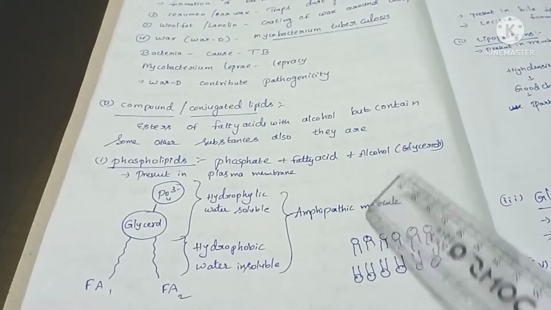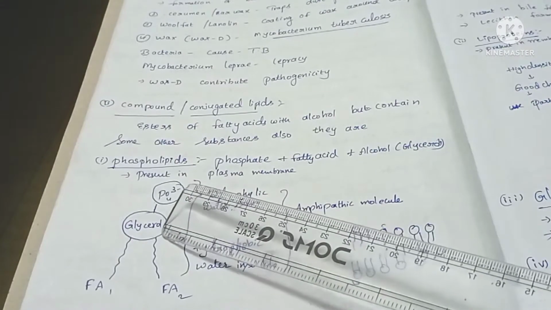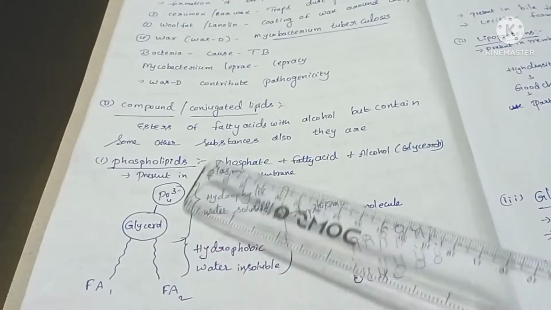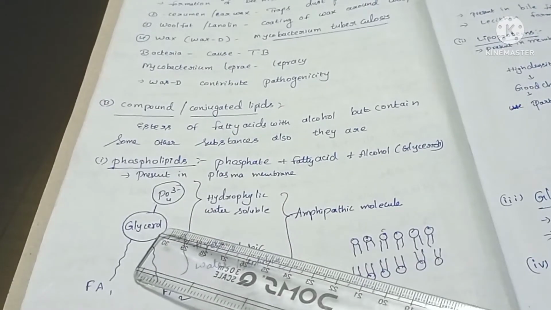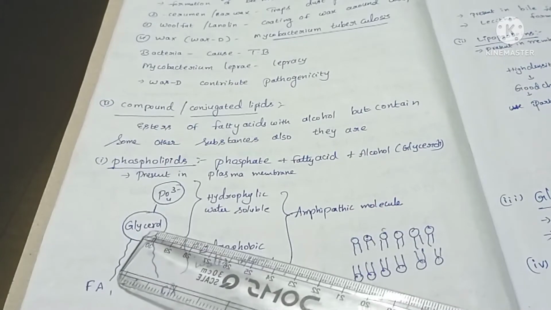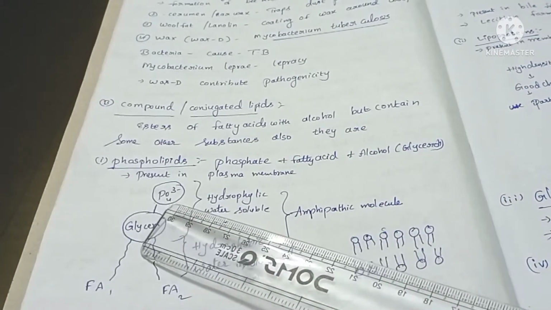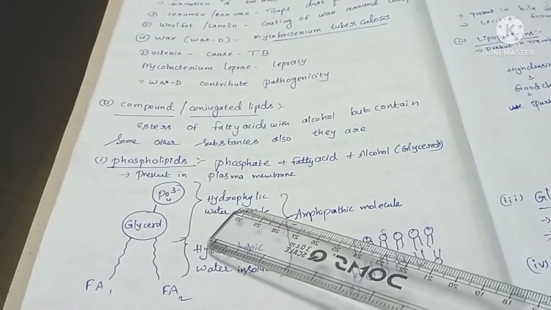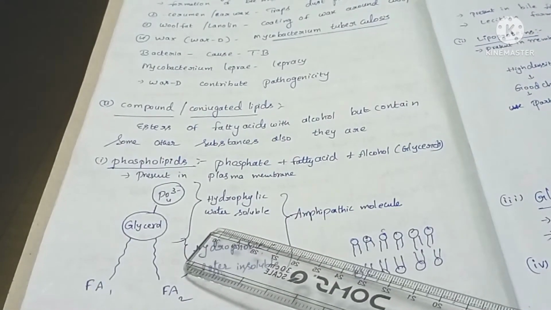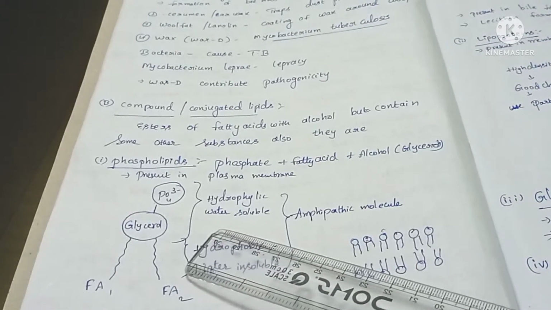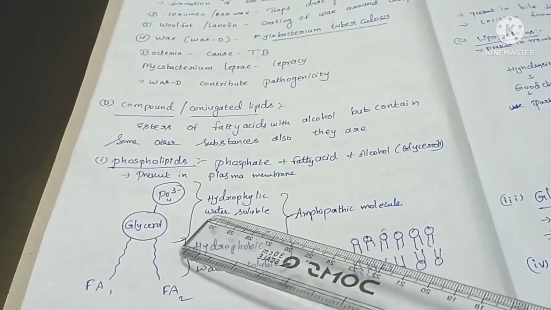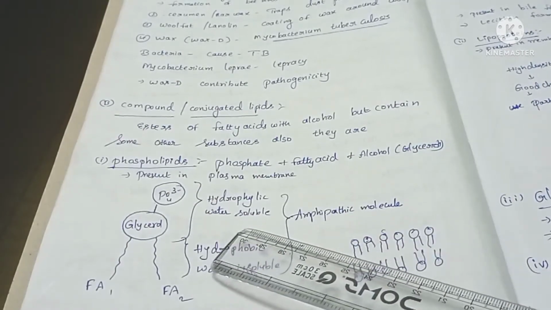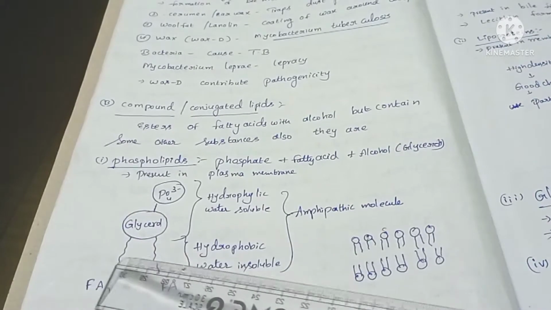If we see the head region, this is the head part, which consists of glycerol and phosphate. This head region consists of glycerol, and attached to this, a phosphate group is present. This is hydrophilic in nature. Hydrophilic means it is soluble in water and it is polar. This glycerol or phosphate group, which is the head region, is hydrophilic and water soluble in nature.